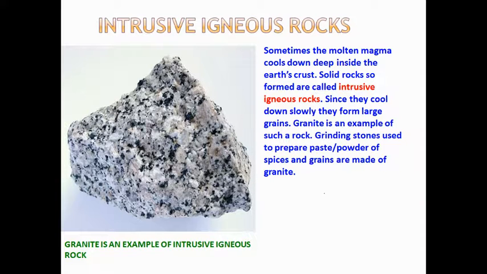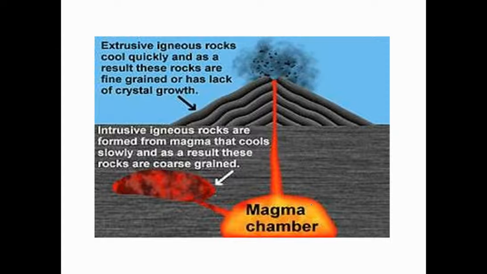And how are they made? Our extrusive one is made by the cooling of lava on the Earth's crust. And the intrusive one is formed somewhere deep inside the Earth. Such rocks, like granite, are examples of intrusive igneous rock.